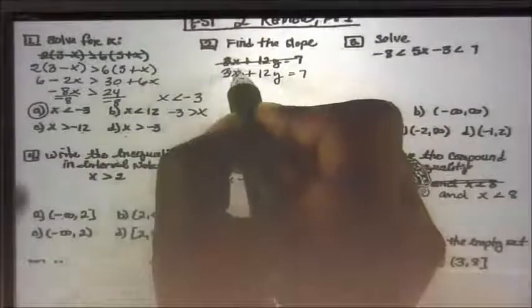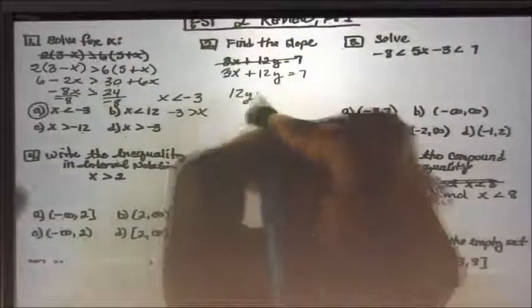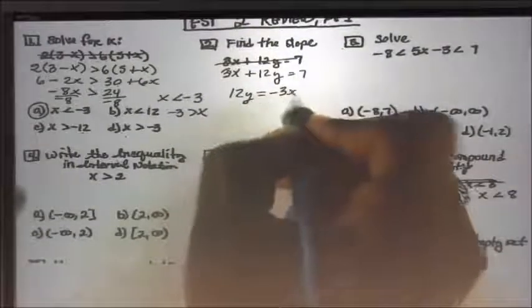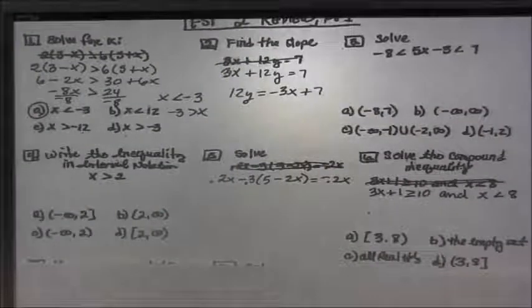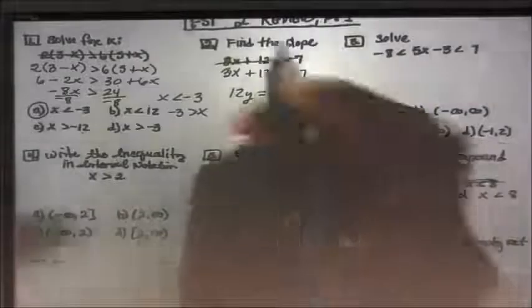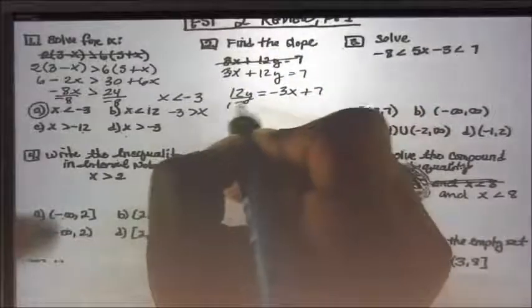What's the first thing we need to do? Okay, so we get 12y equals negative 3x plus 7. Make sure you don't change any signs to stuff you didn't move. And then our last step is to divide.